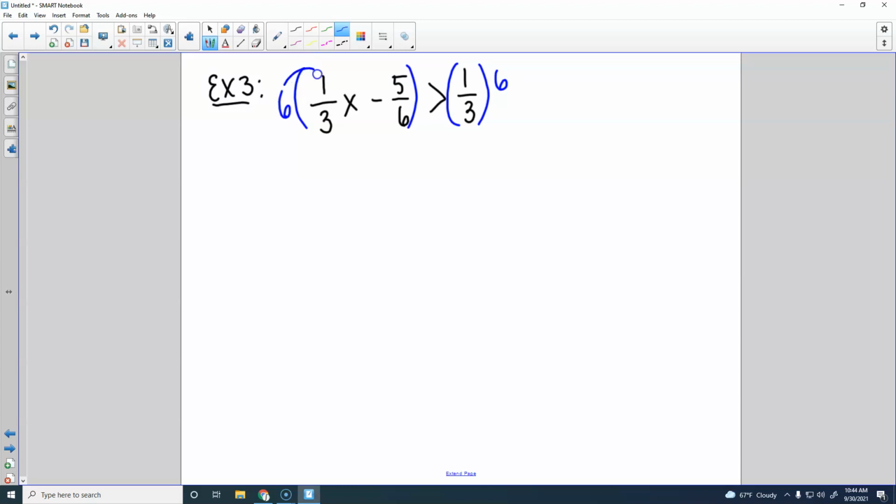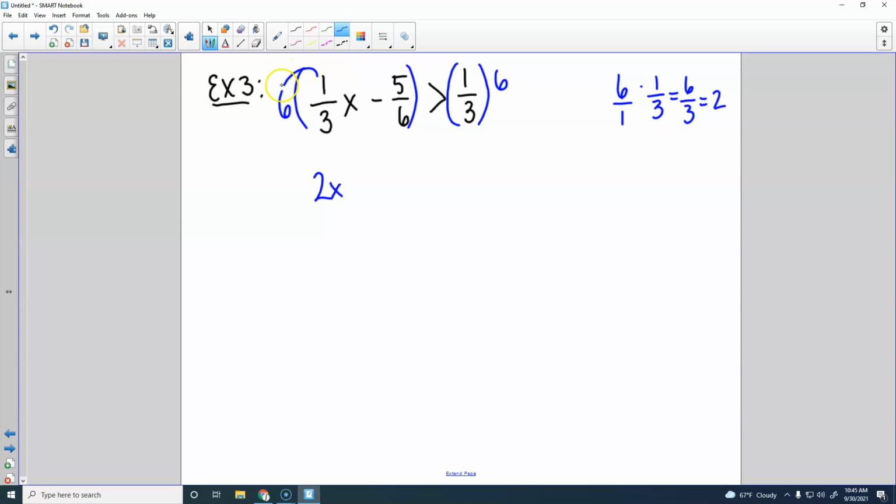So, 6 times 1/3. If I do 6 times 1/3, that's 6 over 1 times 1/3, right? What do I do to multiply fractions? Straight across. That's 6 over 3. What is 6 divided by 3? 2. So this is just 2x. Feel a little better that that 1/3's gone?